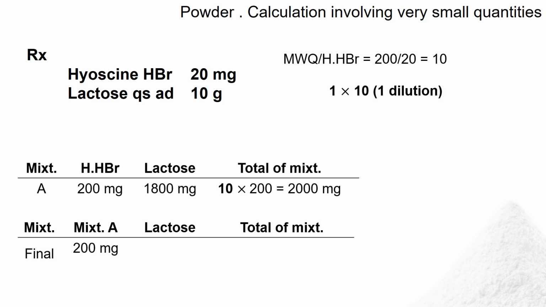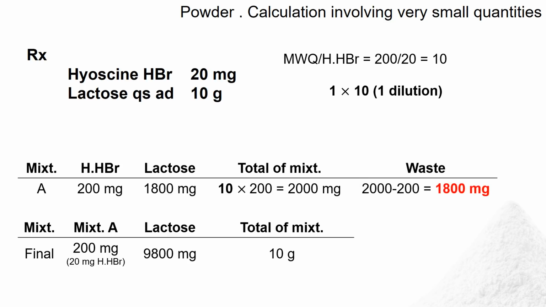And then you have to take 200 milligram, again the MWQ of the weighing balance in our practical lab. And in this 200 milligram of mixture A, it contains 20 milligram of hyoscine hydrobromide. And in this final mixture, we would like to achieve a final amount of 10 gram. So we will need to top up with 9800 milligram. So from these calculations, we actually waste 1800 milligram of the mixture.